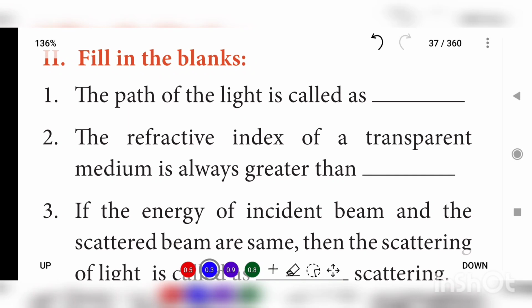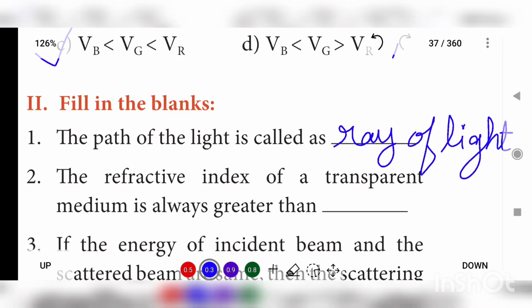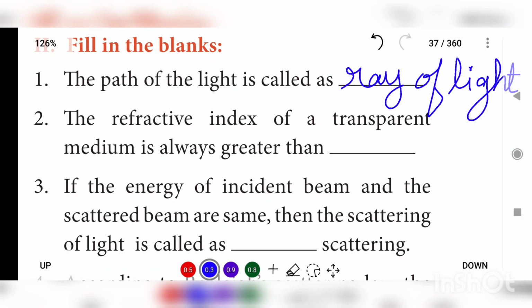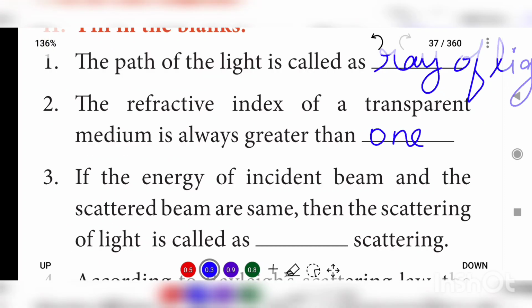Fill in the blanks. First one, the path of the light is called as dash. Answer, the path of the light is called as ray of light. Second one, the refractive index of a transparent medium is always greater than dash. Answer, the refractive index of a transparent medium is always greater than 1.